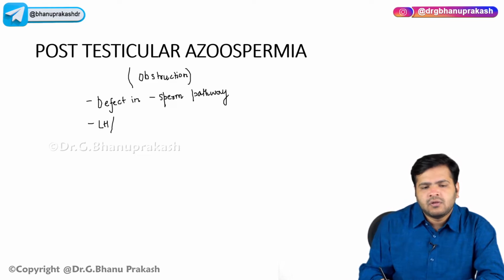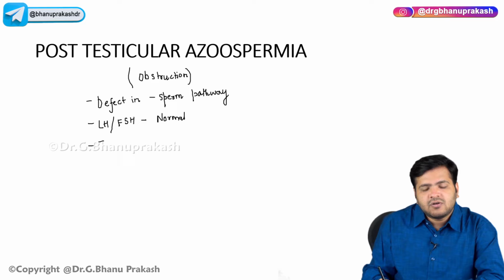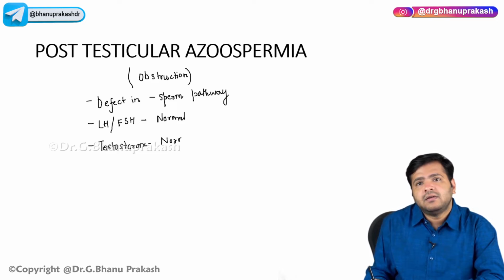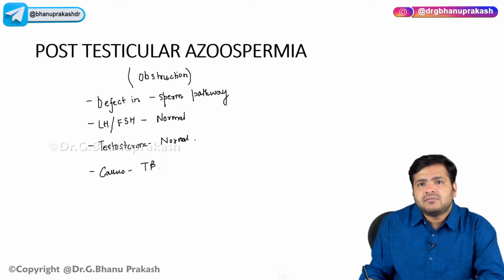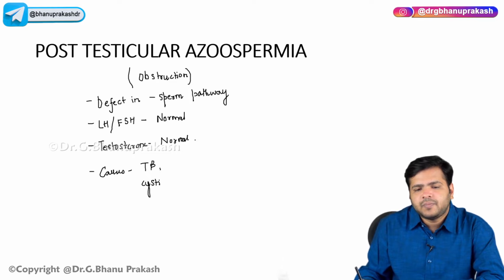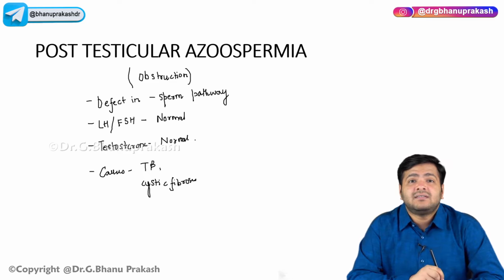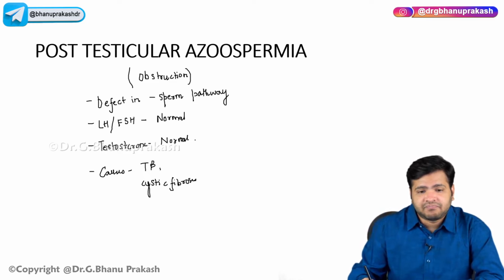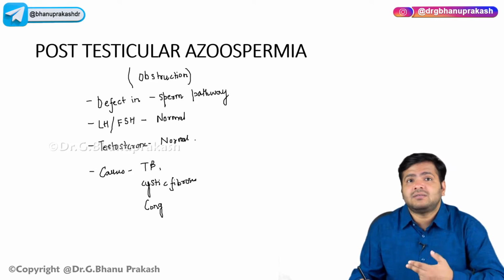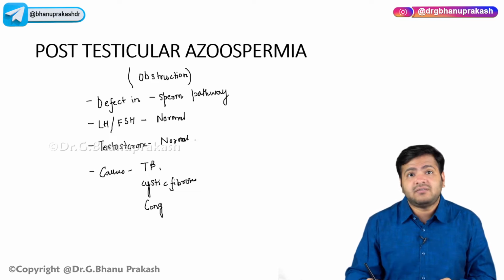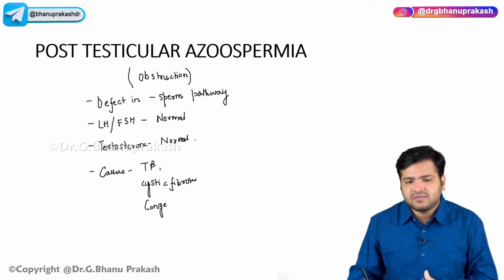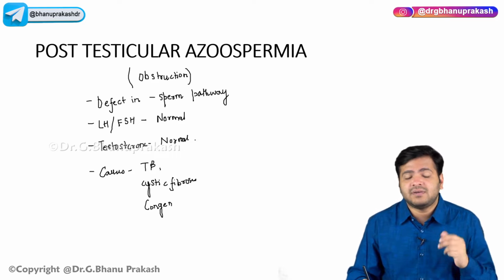The LH, the FSH, everything will be normal. The testosterone will be normal. And the causes over here could be tuberculosis, cystic fibrosis, or congenital bilateral absence of vas deferens. If vas deferens is not there, then the sperms will not be able to move to the ejaculatory duct. So obviously it could be one of the reasons where there is an obstruction because the pathway is not present.